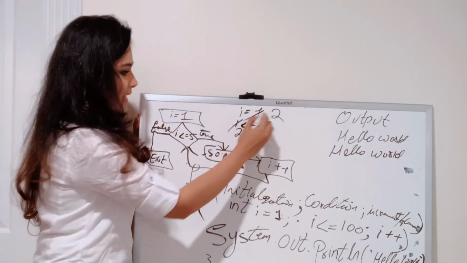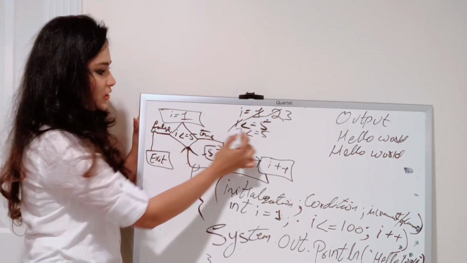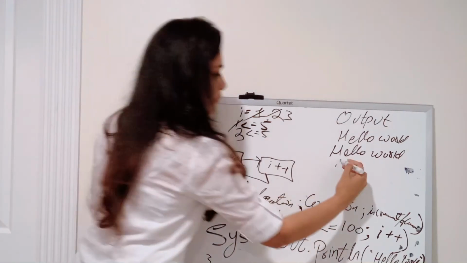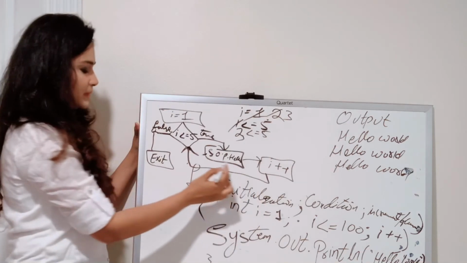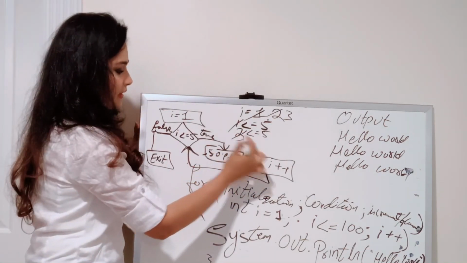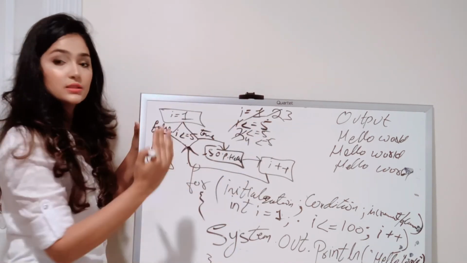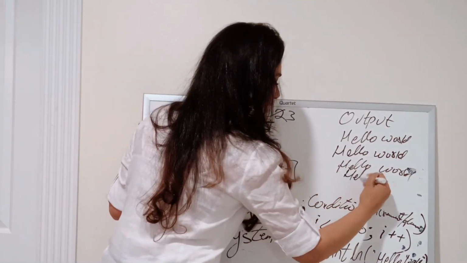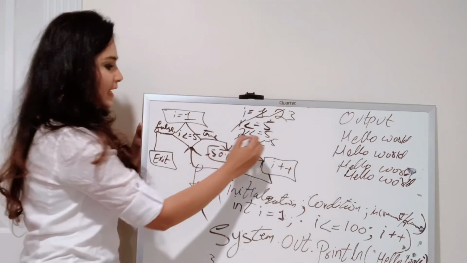i++, i is now 3. Again, after doing the increment, you are checking the condition. Now you have 3 is less than or equal to 5. True. Print Hello World. Again, i is now 4. Again, you check the condition. Is 4 less than or equal to 5? Yes, true. System.out.println Hello World. I'm printing Hello World, and i++ makes it now 5.